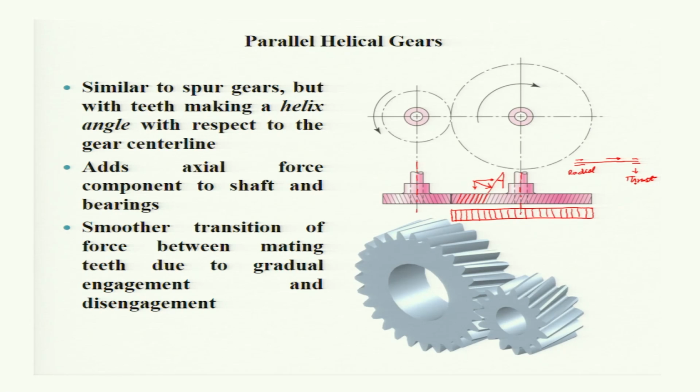Now, a smoother transition of force between mating teeth occurs in the case of helical gear due to gradual engagement and disengagement. In the case of spur gear, a sudden contact occurs all along the width, but in the case of helical gear there will be first contact at the edge, which will convert into a line, and then again point contact. So, there is a gradual engagement and disengagement, and so the operation is much quieter, with very small noise. So it can be run at high speed.